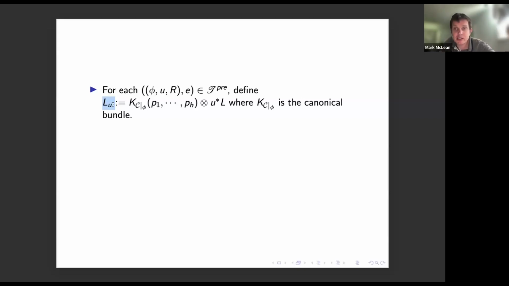I define a framed curve to be a smooth map from a twisted nodal curve to my orbifold, with a framing in the sense of Ross-Thomas, essentially. And this is the basic idea. And this at least deals with the problem that you have an orbifold.